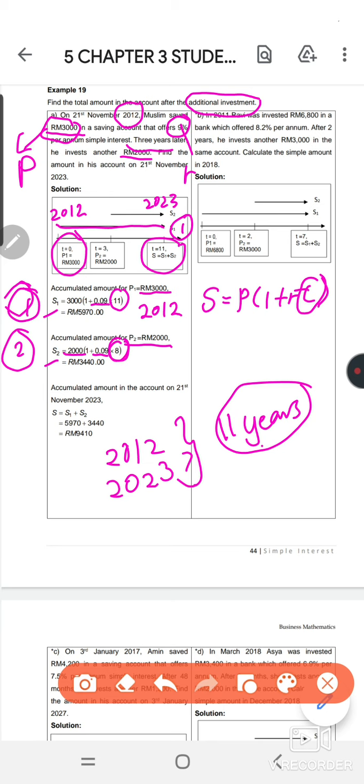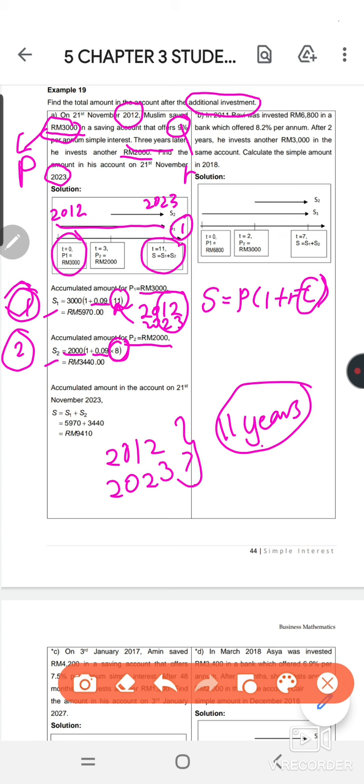Maksudnya awak kena kira lah. Maknanya mula-mula dia simpan pada tahun 2012, and then dia nak tahu account tu pada tahun 2023. Maksudnya first tu untuk simpanan dia 3,000, maknanya start daripada 2012 sehingga 2023 kat sini. So tempoh masanya adalah 11 tahun. So that's why I put here 11 years.